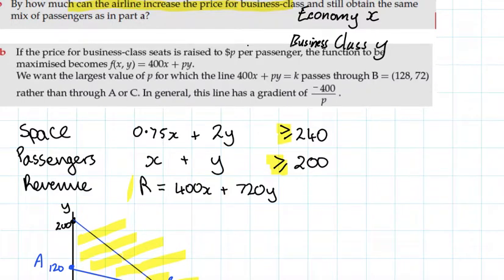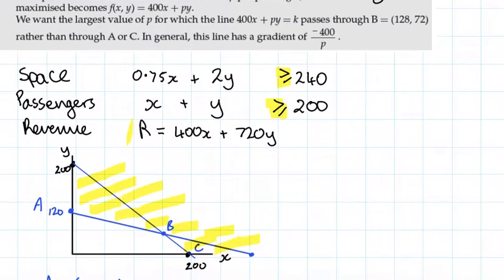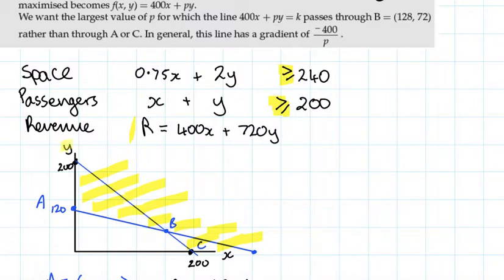Now let's do a bit of thinking. If you're going to increase the price of business class, and they're on the y-axis, would that mean you'd get more people paying or less people paying a high price? You would expect this to fall. So we want to bring the line down so it has the same gradient as the line A to B. So let's work out the gradient of the line A to B and look at how we can make the revenue line exactly the same in terms of the gradient.